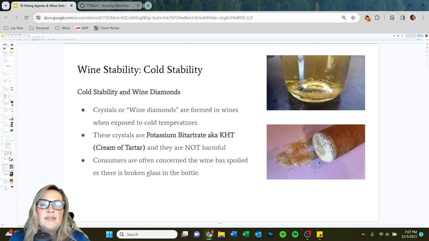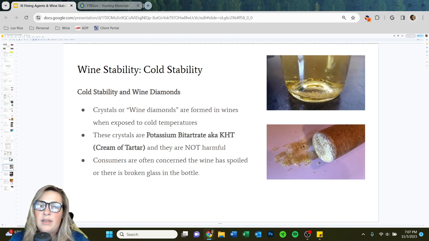Okay, so this brings us into our last couple of slides where we talk about wine stability. So wine stability, there's two types of stability. There's cold stability and heat stability. So cold stability is how stable your wine can be when it's exposed to freezing temperatures for an extended amount of time.